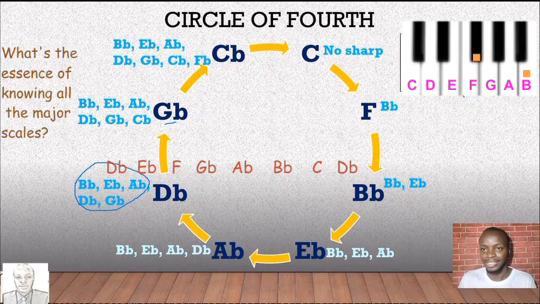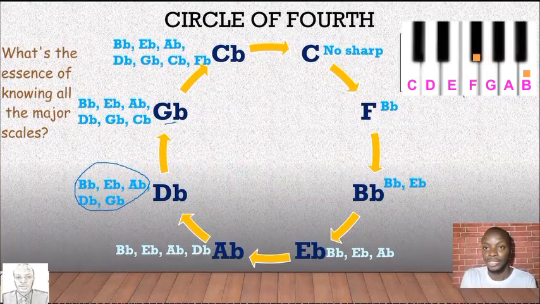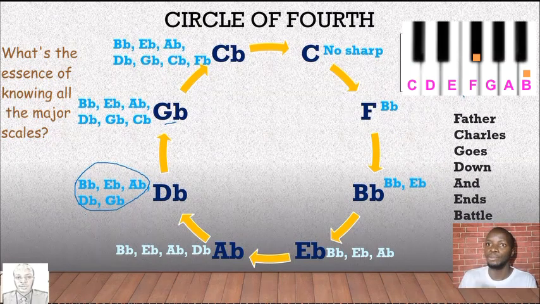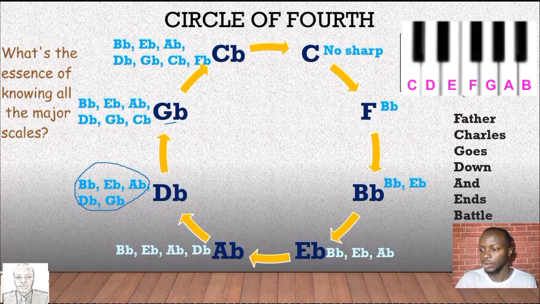Now, in the circle of fifths, we talk about using the statement "Father Charles Goes Down And Ends Battle," right? But in this case, we're going to flip it: "Battle Ends And Down Goes Charles' Father." Let's see how it works. Battle. So on F major, B will be flattened, right? And on B flat major, B and E, that is "Battle Ends," right?